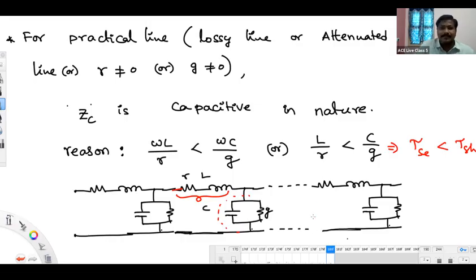This is the reason why we are saying the characteristic impedance is coming in the capacitive nature. The series branch time constant will be less compared to the shunt branch time constant.